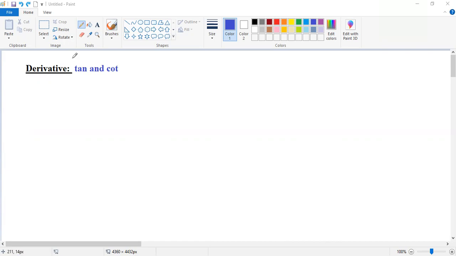The derivative of tan u, where u is a function of x, is equal to secant squared u of x times the derivative of u. So now, an example.